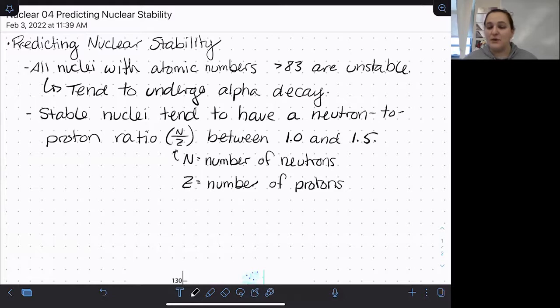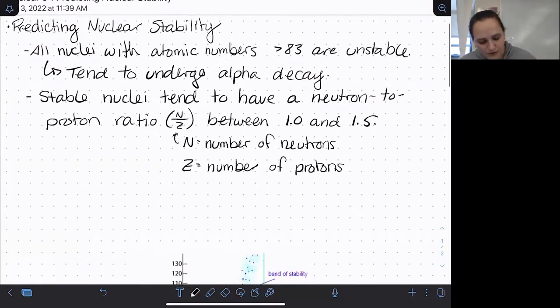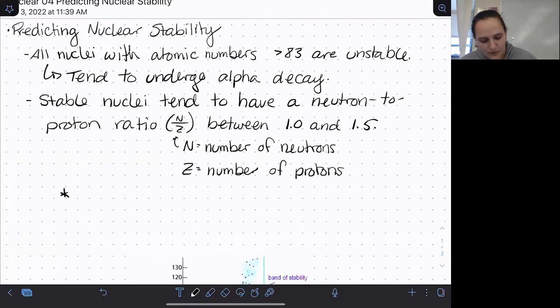So using the atomic number and the mass of a given isotope, we can calculate the neutron to proton ratio, and most of the time we find that stable nuclei tend to have neutron to proton ratios in this range. Now, there are stable nuclei outside of this range, and there are unstable nuclei inside of this range, but most of the time it's a pretty good guideline, or at least a pretty good starting point. And depending on whether this ratio is too big or too small, we can predict what type of decay something is likely to undergo.